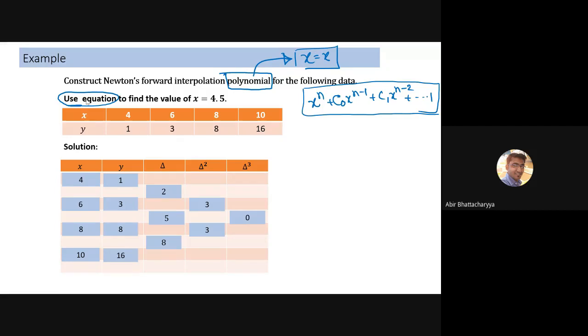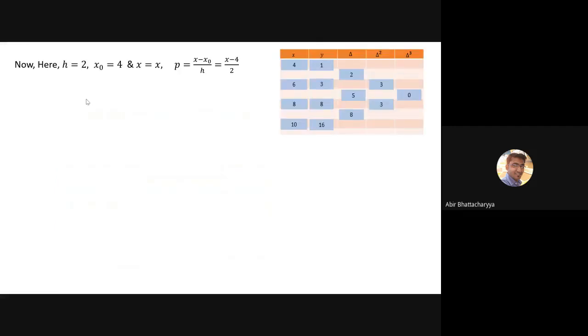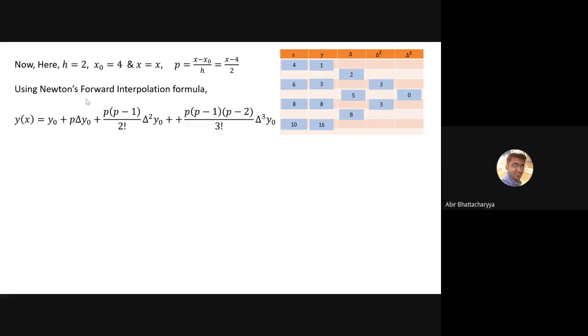Yes, sir. So this is the value of h equals 2 and x naught equals 4, and we are taking x equals x as I told you earlier. Now, what is your p value here? P equals x minus x naught by h, that means x minus 4 by 2. So Newton's forward interpolation will give us this formula we know very well. If I plug in the value of p, we'll get it like this. Look at this, this is a change quotient. We will plug in the p value here. In this case, the p value has x as a variable.